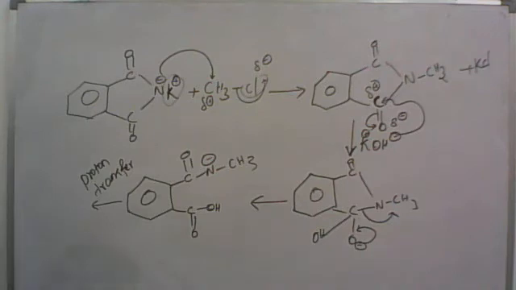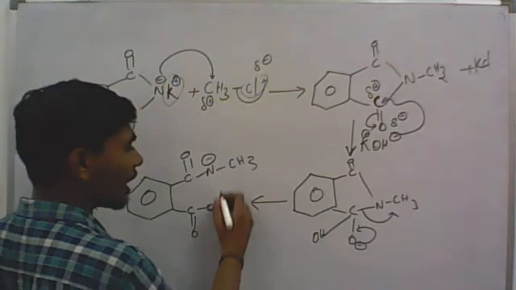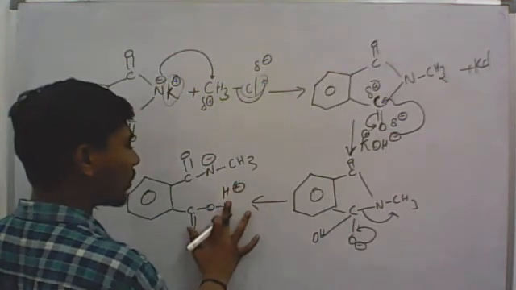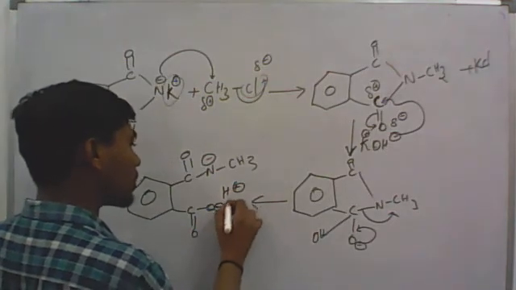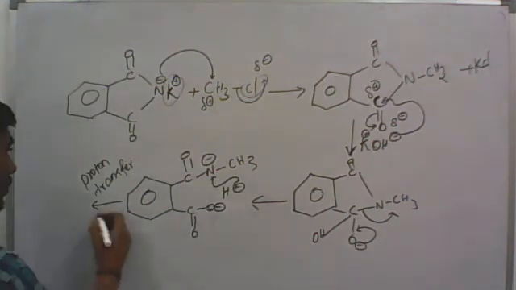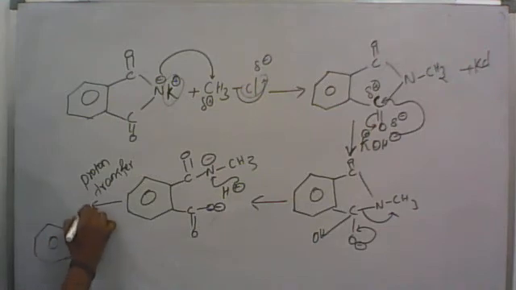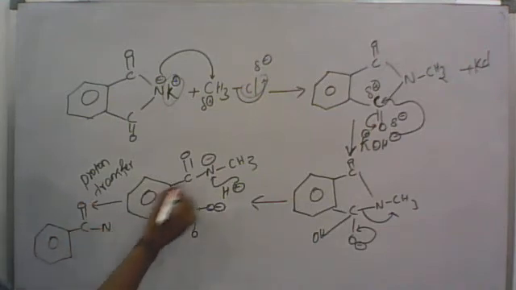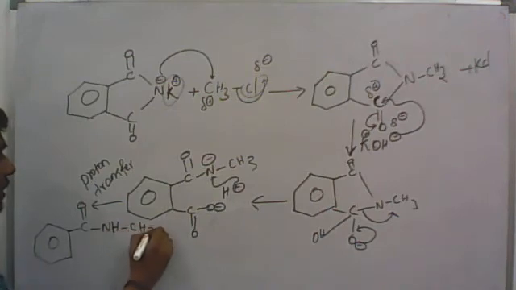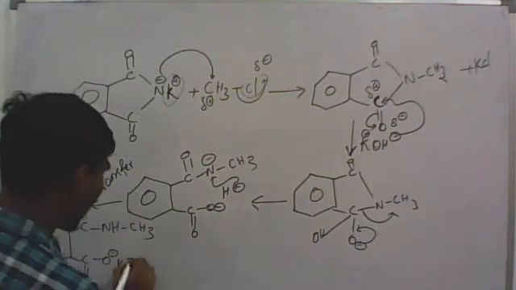In proton transfer, the H is moved from here like H plus. It moves from here, so we get a minus charge here, and the plus is going to reach here. Then it produces the compound like this: C double bond O, N H C H 3, C double bond O minus. Now in this solution it has a K plus, it's a salt.